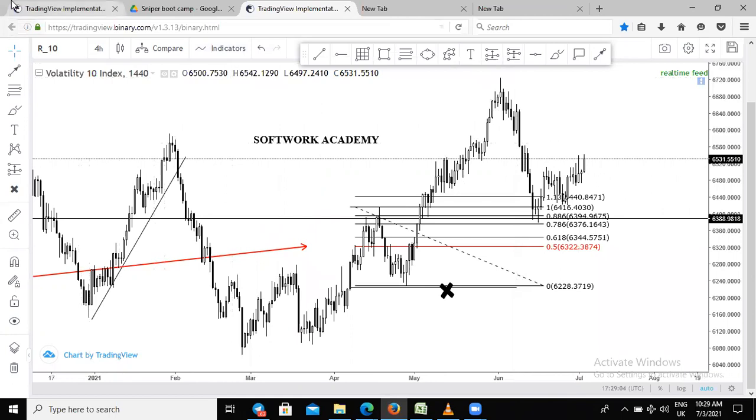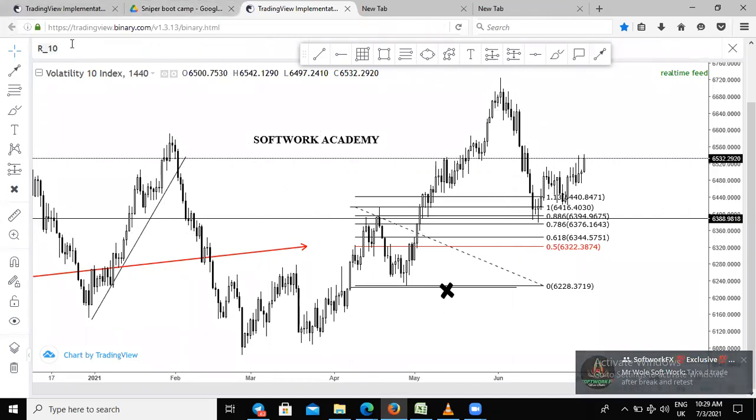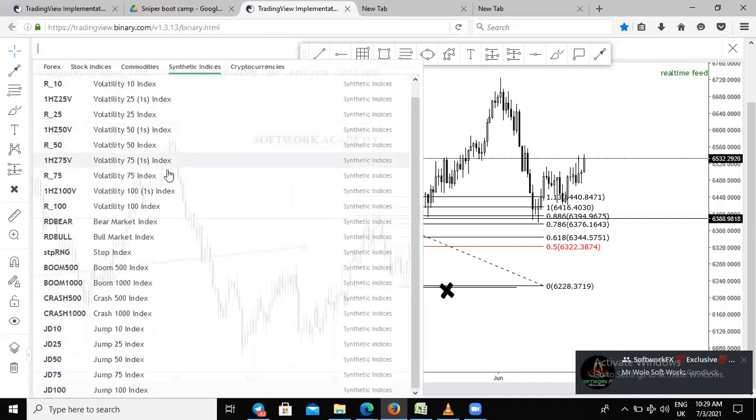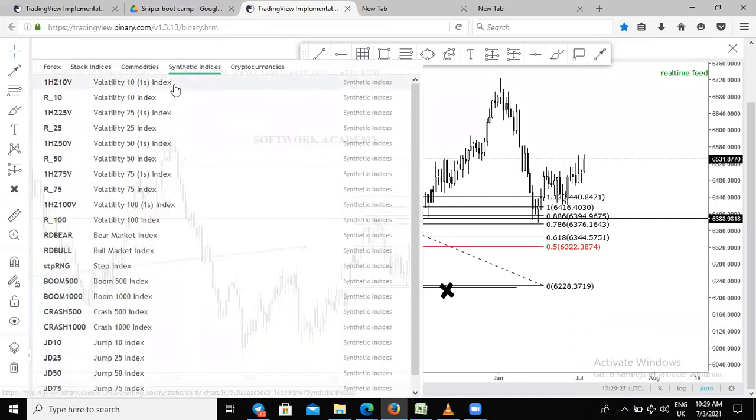So this is another one. For example, this is volatility 10. You can always click at this point here, and you can press the backspace, and then look at all the synthetic indices. They just added this jump 10 family inside. So we can see everything.